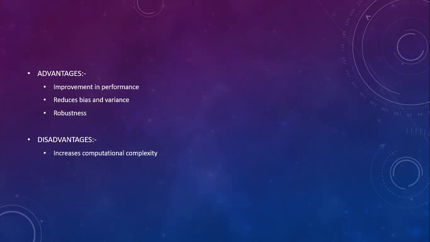Robustness means, suppose you are making some changes, it doesn't matter how many changes you make during the training phase or in the training data set, training data pre-processing, it will not have a huge impact on the results. So that is robustness.